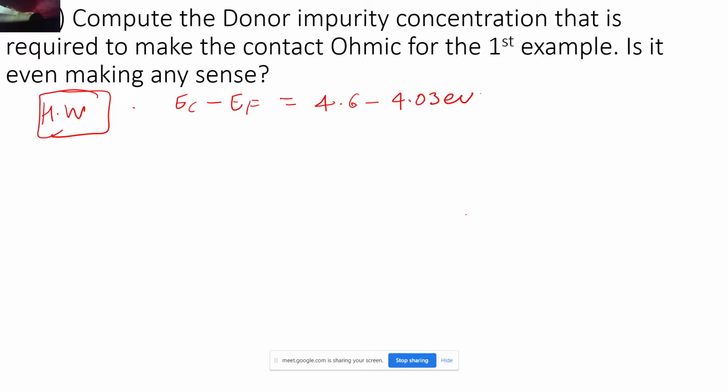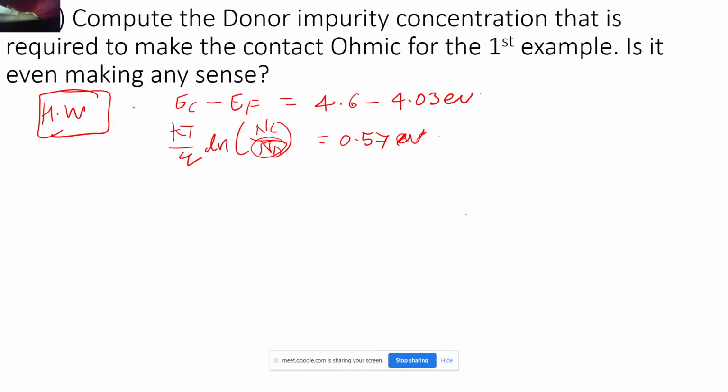So Ec minus Ef, now just use this kT by q ln of Nc by Nd, right? And you have to get this to be 0.57 electron volts. Okay, I have written q over here, so this e should not be there. Yeah, so now what you have to do over here is just calculate the value of Nd, right?